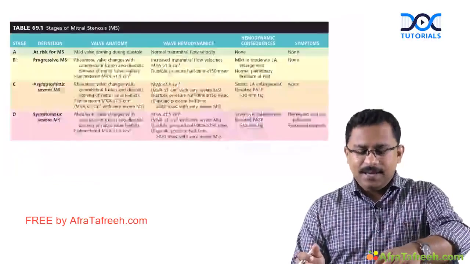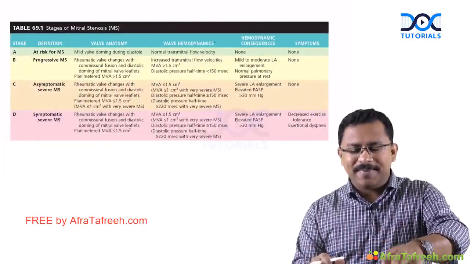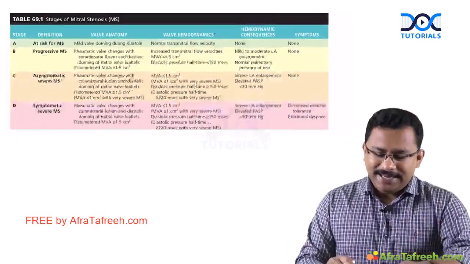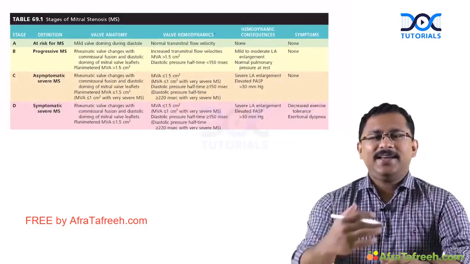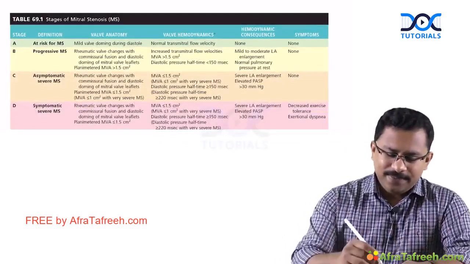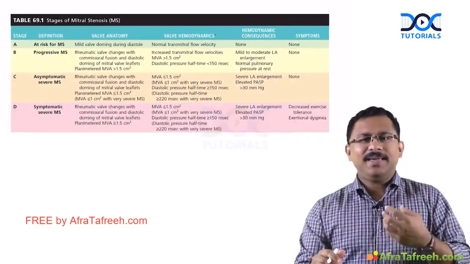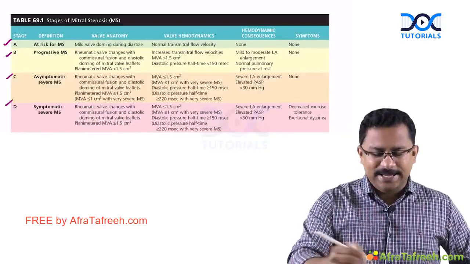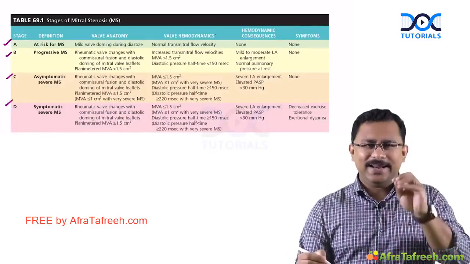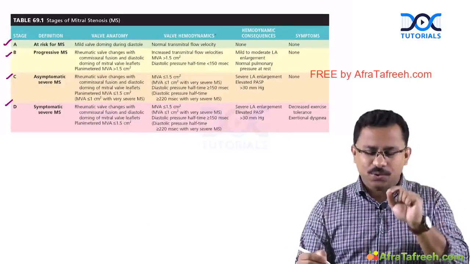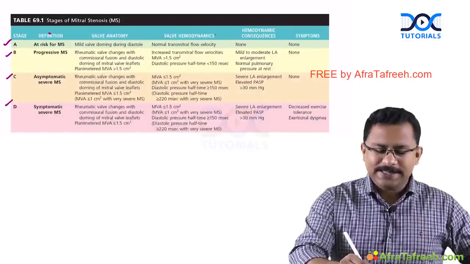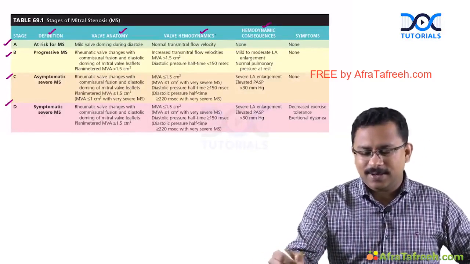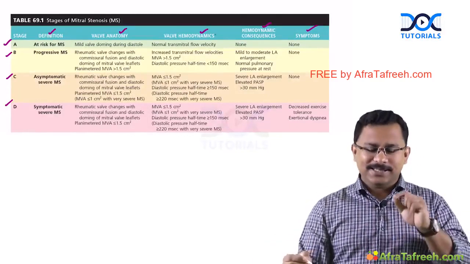Okay, all right. Now what you've got to note is, for management purposes, mitral stenosis has been divided into various stages. Again, this is from the American Heart Association. They have divided it into stage A, B, C, D. This is very, very simple. I'll tell you the relevant points that you should know. So this is the definition part: what happens to the valve anatomy, valve hemodynamics, what are the hemodynamic consequences, and what are the symptoms.